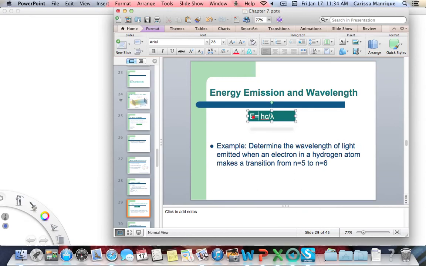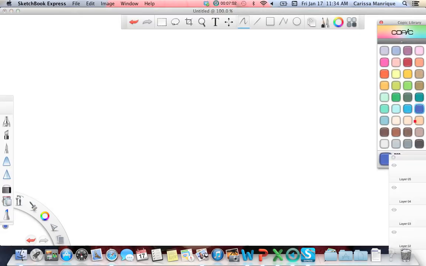Okay, so here it says determine the wavelength of light when an electron in a hydrogen atom makes a transition from 5 to 6. So we're going to have to use this formula here. Okay, so let's just draw what this is first. We have this hydrogen atom right here.